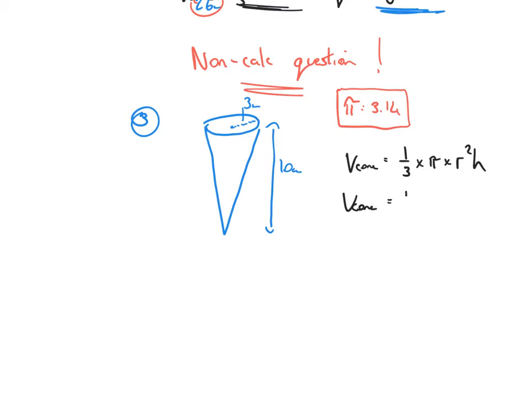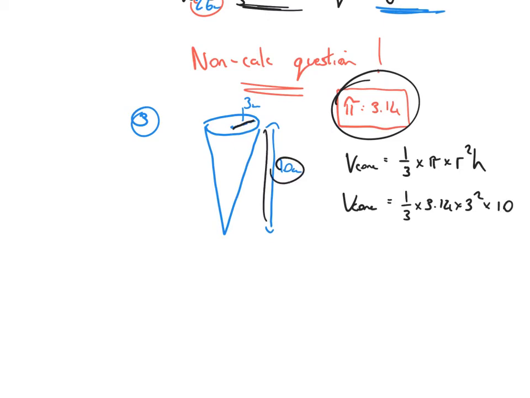Okay, so 1/3 times, I'm told to take pi as 3.14, multiplied by the radius squared. Well, the radius is 3, so that's 3 squared multiplied by the height of the shape, which is 10. Okay, so let's try and cancel things out here, make things easy enough. Well, I've got 3 squared, and 3 squared is 9. That's 3 times 3. Then I'm going to take 1/3 of that, which is just 3. So 3 squared is 9, 9 divided by 3 is 3.